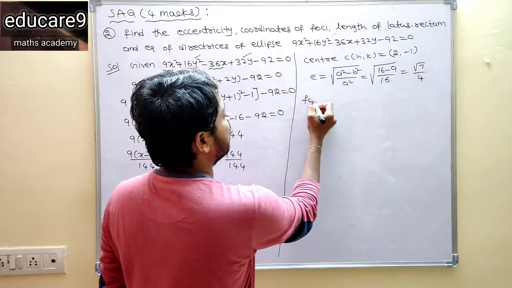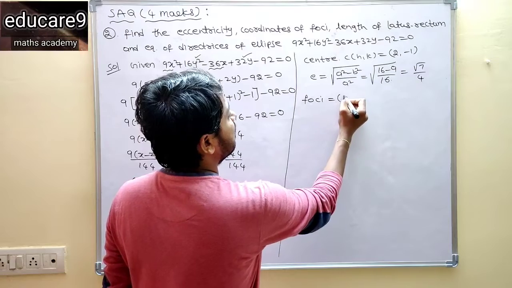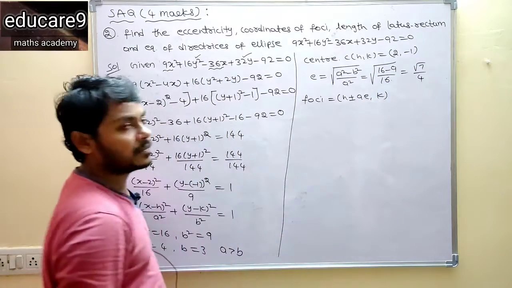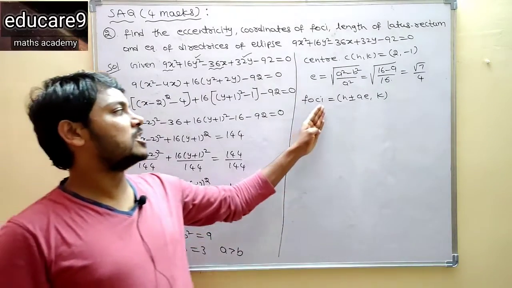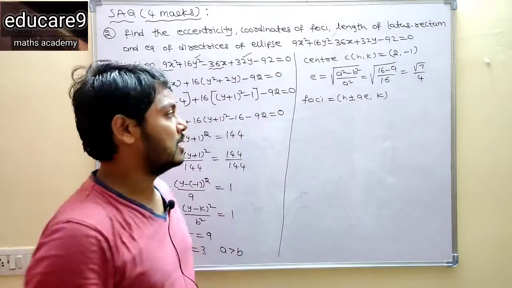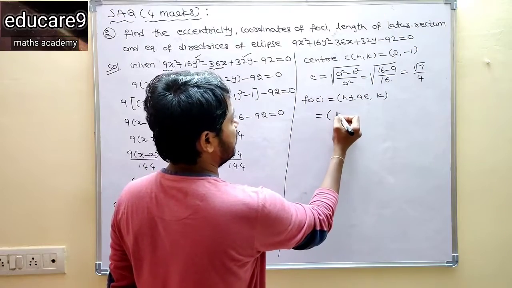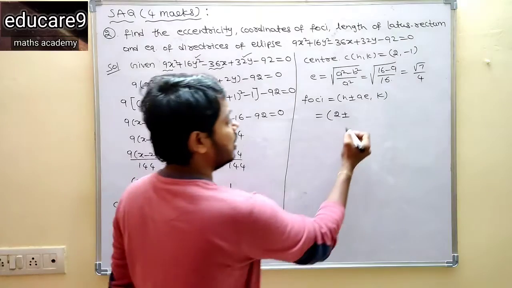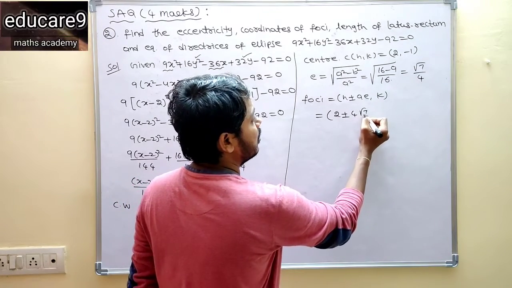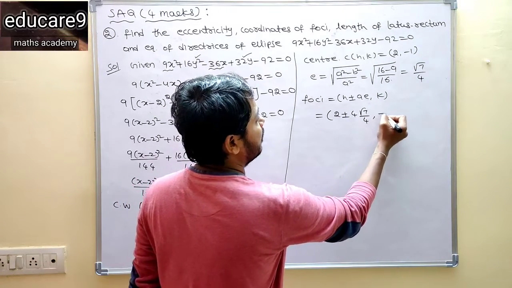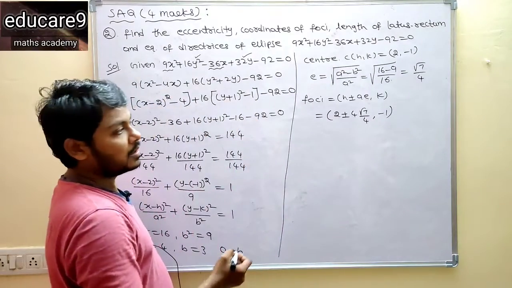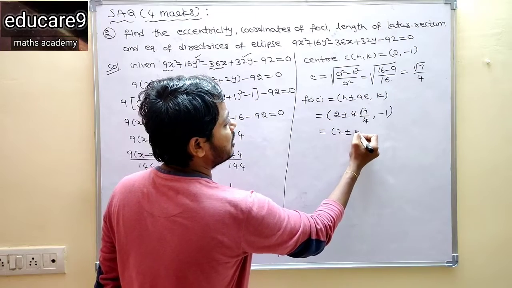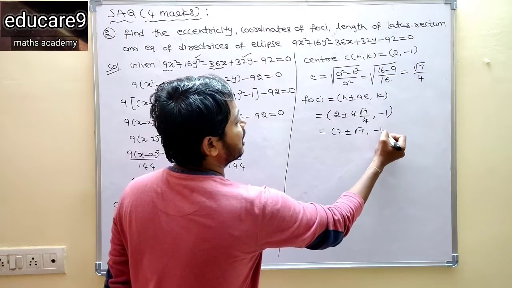Let's find the coordinates of the foci. You know that the foci are (h plus or minus ae, k). So substitute the values of h, a, e, k. This is equal to 2 plus or minus, a value 4 and e value root 7 by 4, comma minus 1. Now here the 4 gets cancelled. So the coordinates of the foci are 2 plus or minus root 7, comma minus 1.